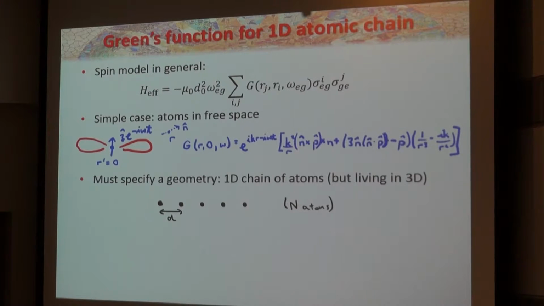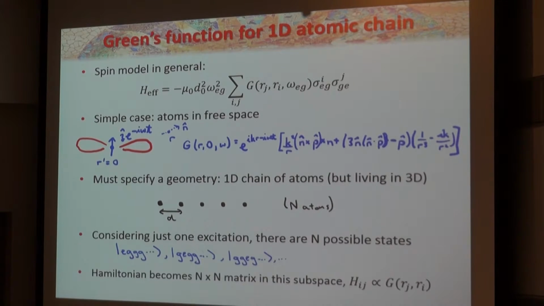To be specific, I'm going to take a finite number of atoms, so N atoms in a row, with a well-defined lattice constant d. So it's a 1D chain of atoms, but they live in 3D. Okay, so the Green's function here is the 3D electromagnetic Green's function.